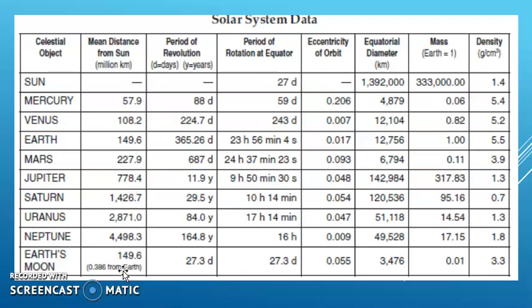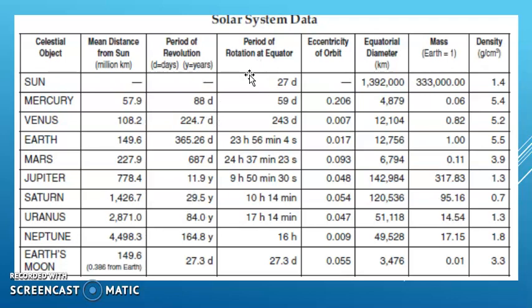And you'll notice that Earth's moon is listed as well, and it also gives the distance from Earth. Again, that would be the average distance from Earth down at the bottom here too. The period of revolution would be the time it takes to make one complete orbit around the sun. This is the length of the year. So you'll notice that as we get farther and farther out, the years get longer and longer and longer.